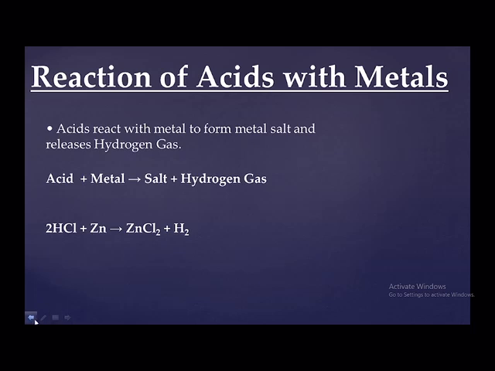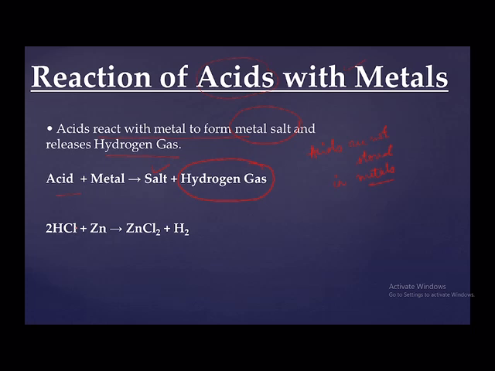Now let us take up certain chemical properties of the acids. The reaction of acids with metals. Acids react with metal to form a metallic salt, and there is also release of hydrogen gas. That is the reason acids are not stored in metals. Why is it not stored in metals? Because hydrogen gas is produced and there is formation of the metallic salt.